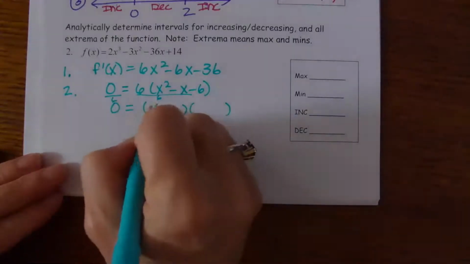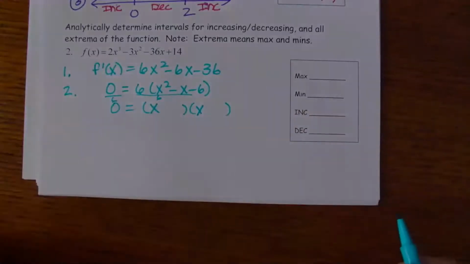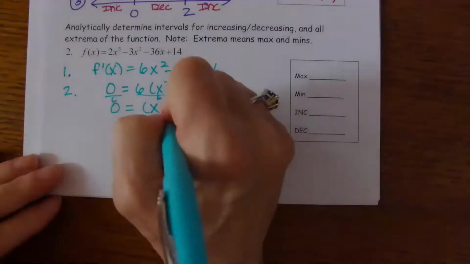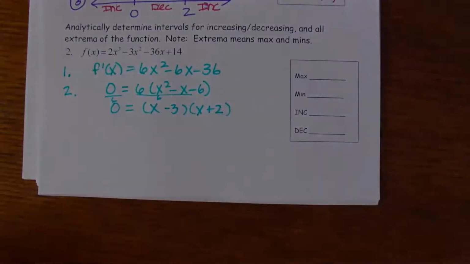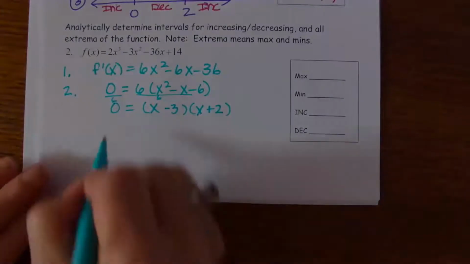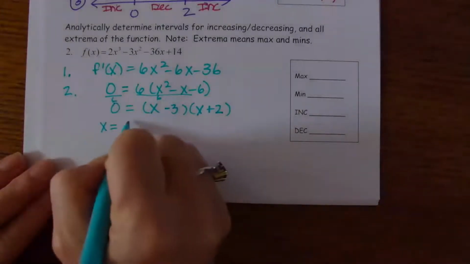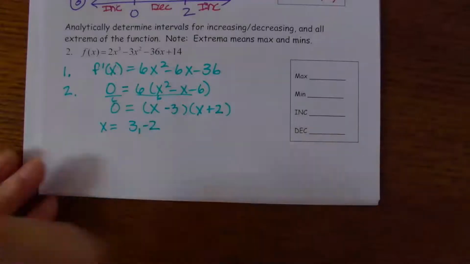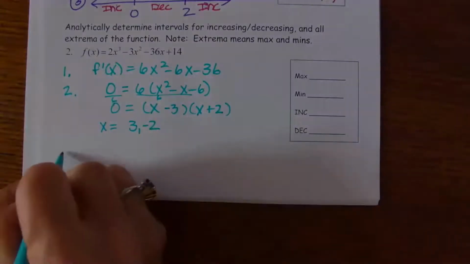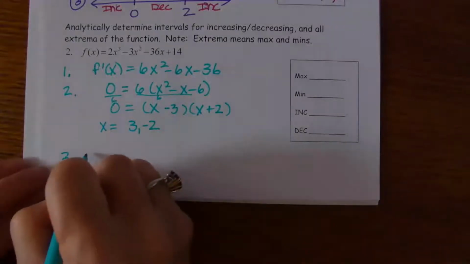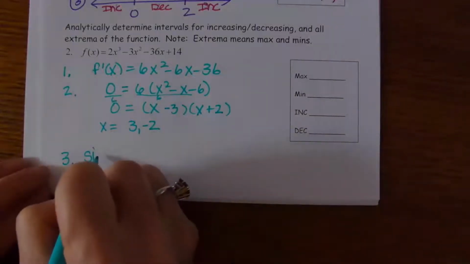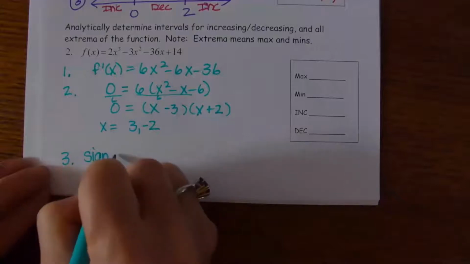So we have to factor that. What two numbers multiply to give us -6 that add up to -1? 3 and 2, negative 3 and plus 2. So x equals 3 and -2. What's the third step? Two words, what's it called? Sign chart.